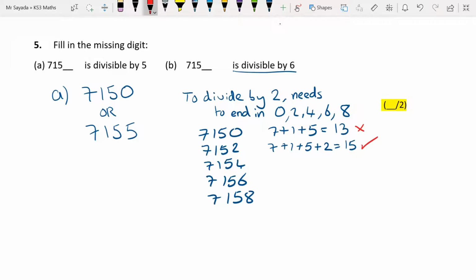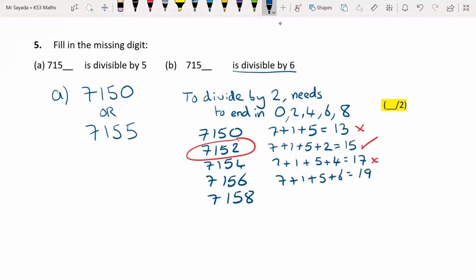So 7,152 is divisible by 2 because it's an even number, and it's also divisible by 3. Let's do the next one. 7 plus 1 plus 5 plus 4 is 17. So that's not divisible by 3. The next one, 7 plus 1 plus 5 plus 6 is 19. So that's also not divisible by 3. And finally, 7 plus 1 plus 5 plus 8 is 21. Is 21 divisible by 3? Yes, it is. So is 7,158 divisible by 6?